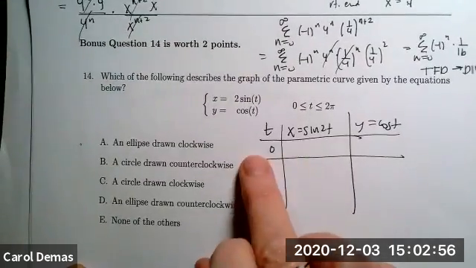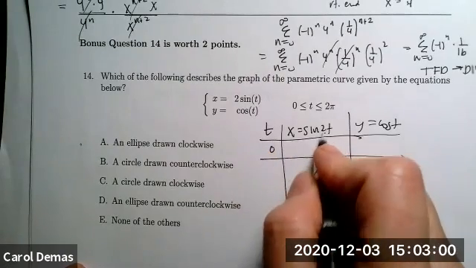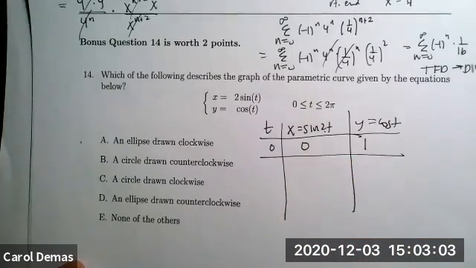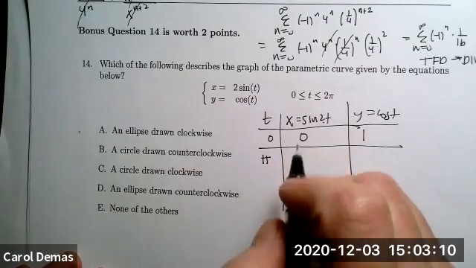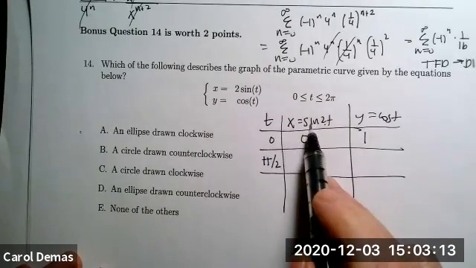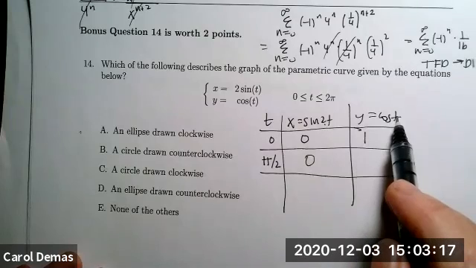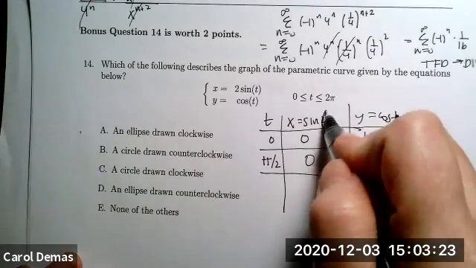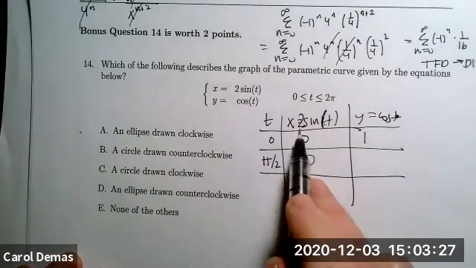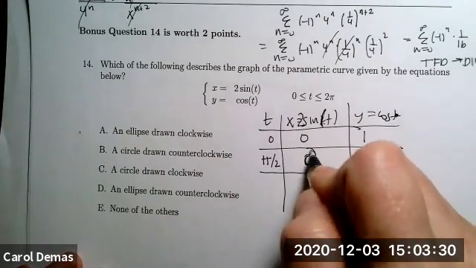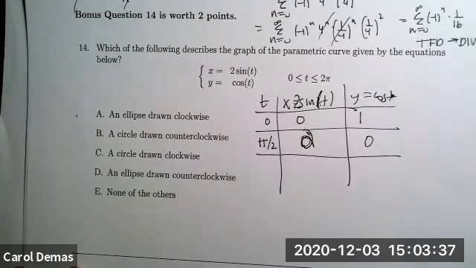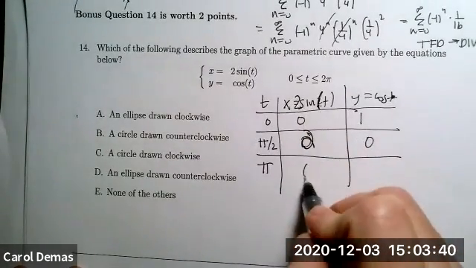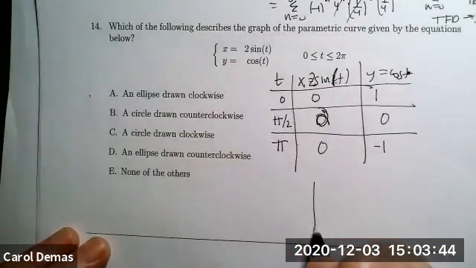Okay, so for number 14, when t is equal to 0, the sine of 0 is 0. The cosine of 0 is 1. All right. Okay, how about when t is equal to pi over 2? Oh, it's 2 times the sine of t. I'm sorry. So this would be a 2, not a 0. And the cosine of pi over 2 is 0. So thank you. All right, when t is pi, we'll have 2 times the sine of pi, which is 0, and this will be -1. So let's draw what we have, okay?